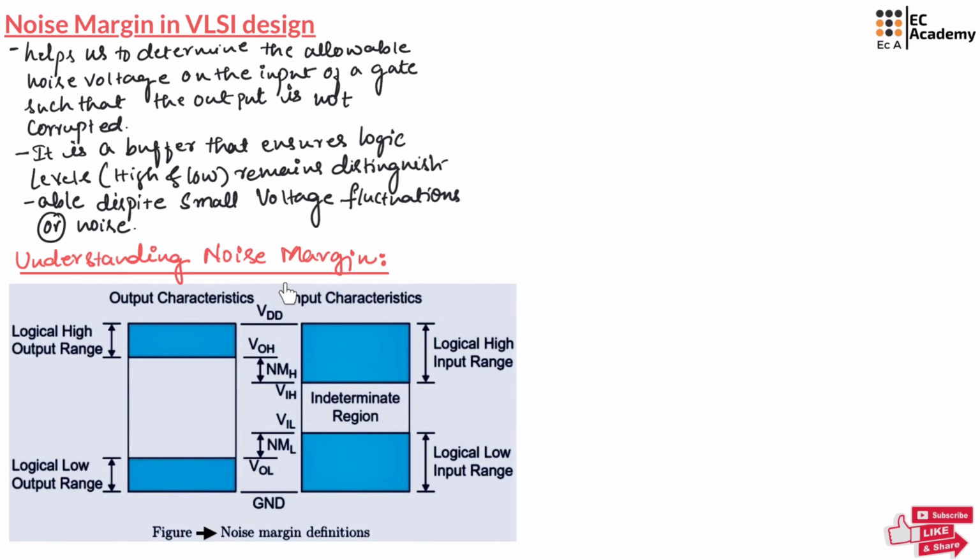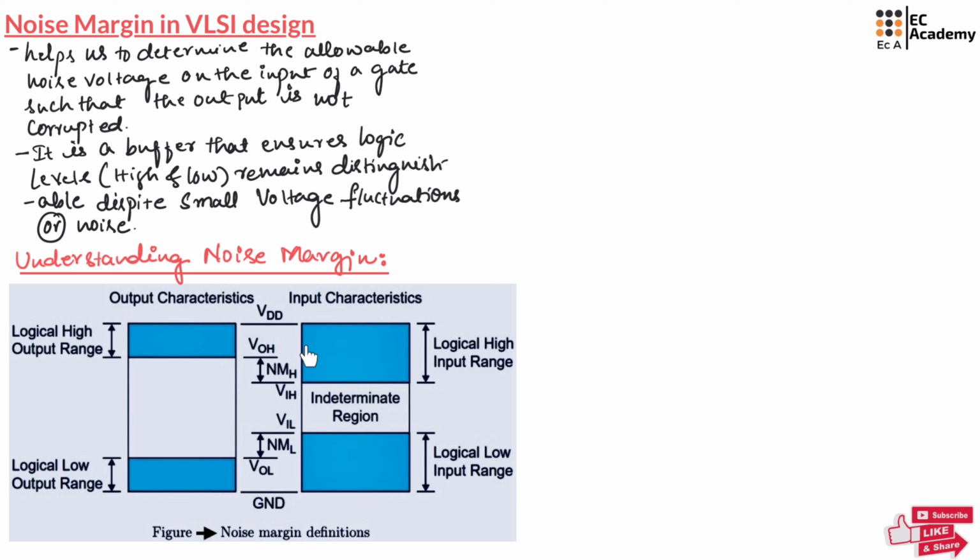Now let us understand the noise margin. This figure shows the output characteristics on the left side and input characteristics on the right side. Both are plotted against the voltage ranging from ground to VDD. Here, in the input characteristics, this is the logic high range, and in the output characteristics, this is the logic high range. The difference between the logic high range at the input and the logic high range at the output is known as the noise margin for logic high, which is represented by NMH.